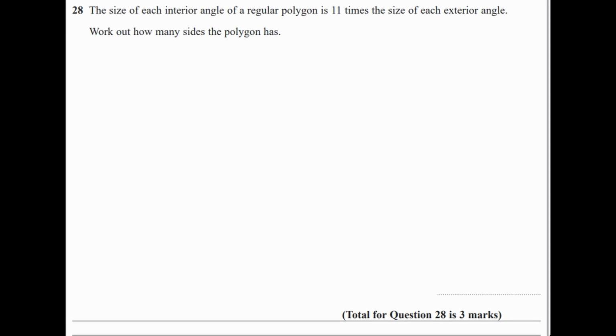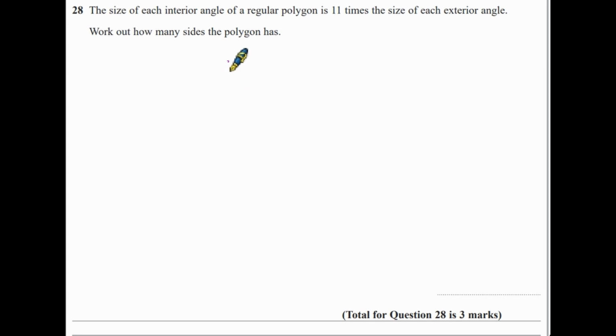Question 28 tells us the size of each interior angle of a regular polygon is 11 times the size of each exterior angle. Work out how many sides the polygon has. There are a couple of ways you can approach this, but let's just draw a slight sketch of a corner of a polygon. If you use the rule that the interior angle here plus the exterior angle here total 180 degrees. That is true whatever the polygon.